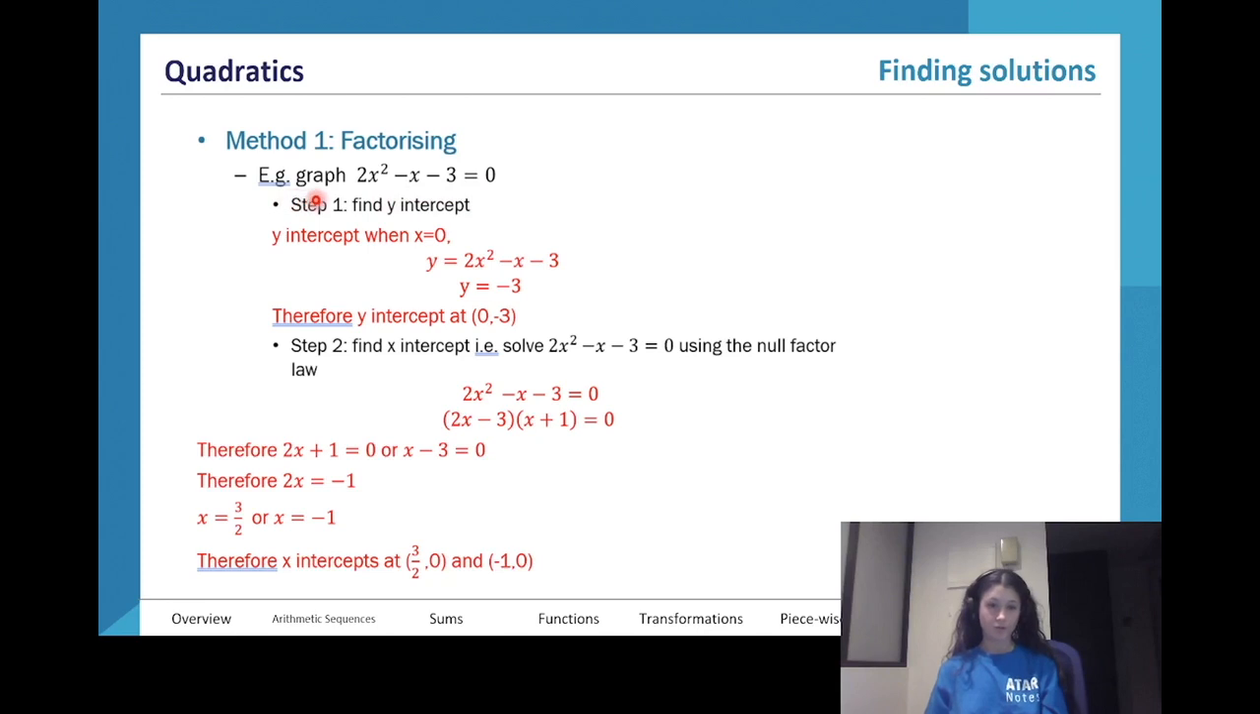If we're asked to graph this quadratic, our first step, of course, would be to find the y-intercept, where we let x equal 0, which is going to give us just our vertical shift at the end, -3. Our second step is to find the x-intercepts, which means we need to solve our equation using the null factor theorem.